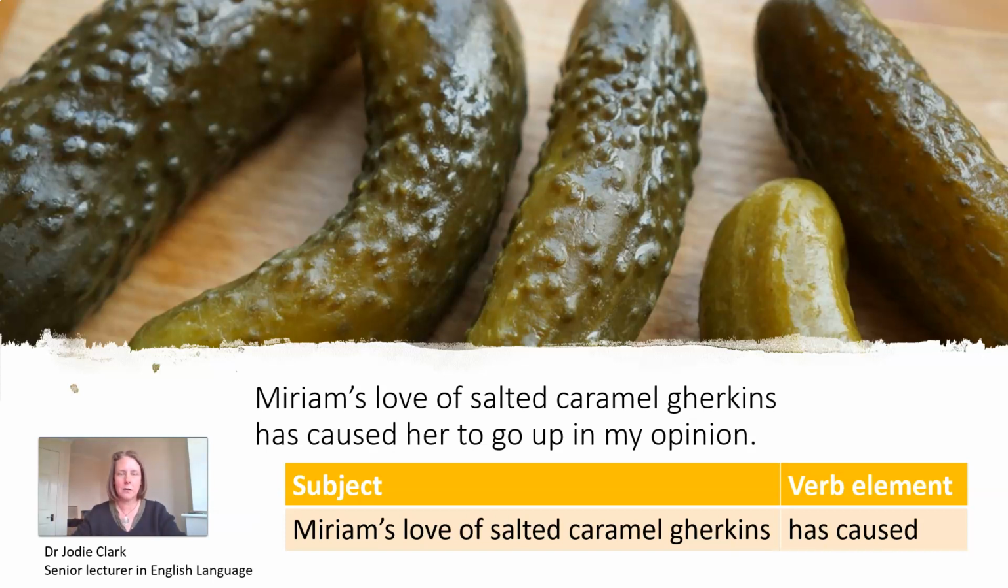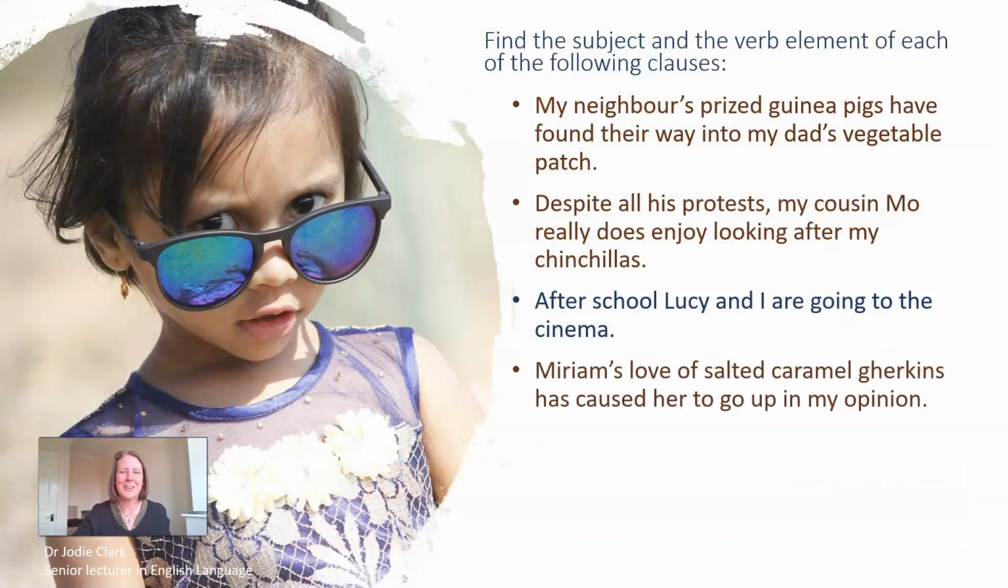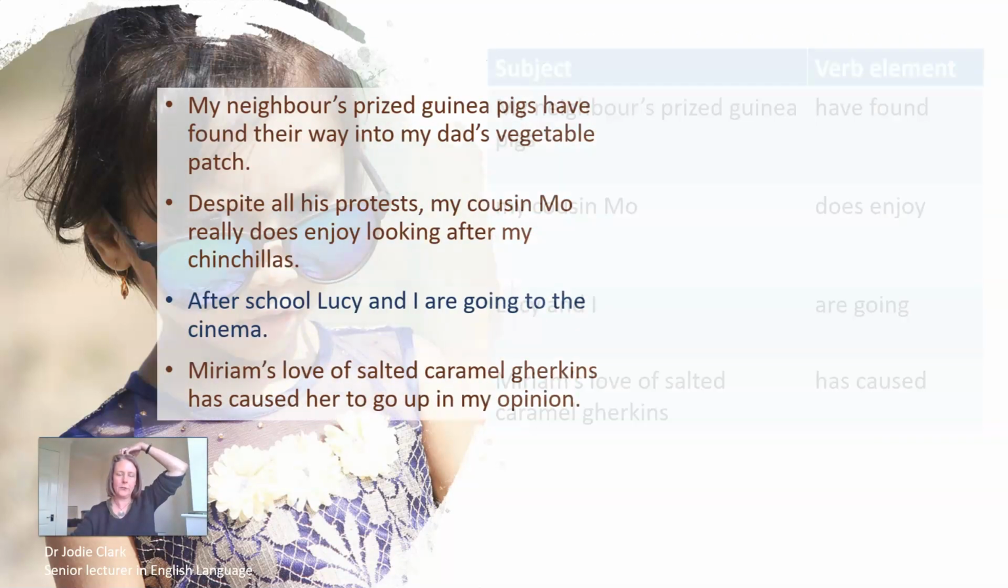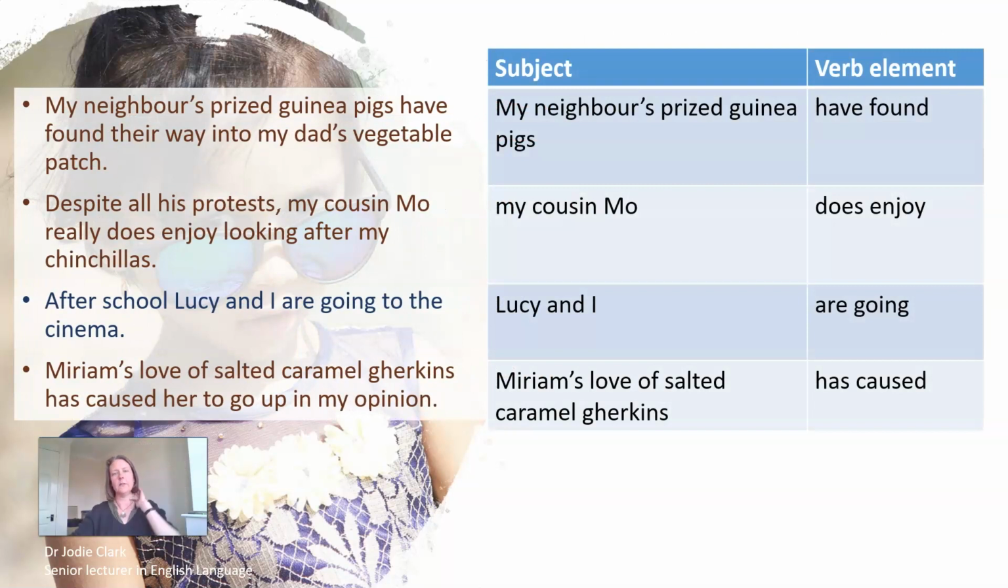So we are amazing. Our brains are very smart. We have figured out all of these things. We've looked at all of those sentences, which seemed kind of elaborate at the beginning, and we've managed to find the subject and the verb element by using that question tag probe. And if you just wanted to check your work, those are the answers there, your subject and your verb element for each of those clauses.